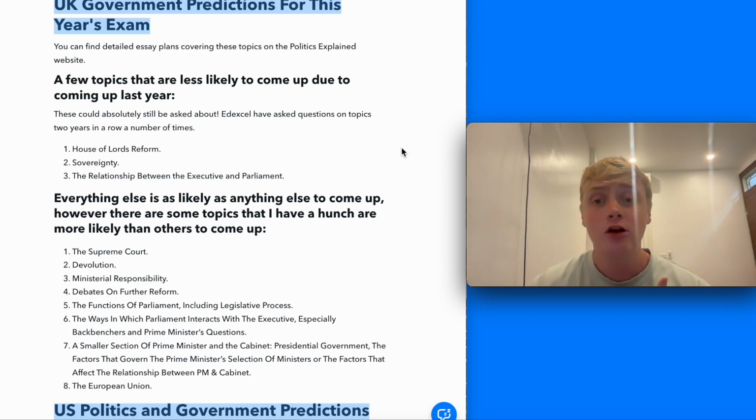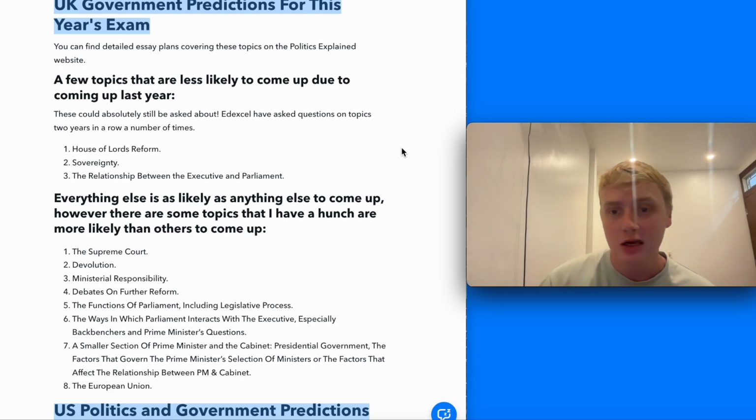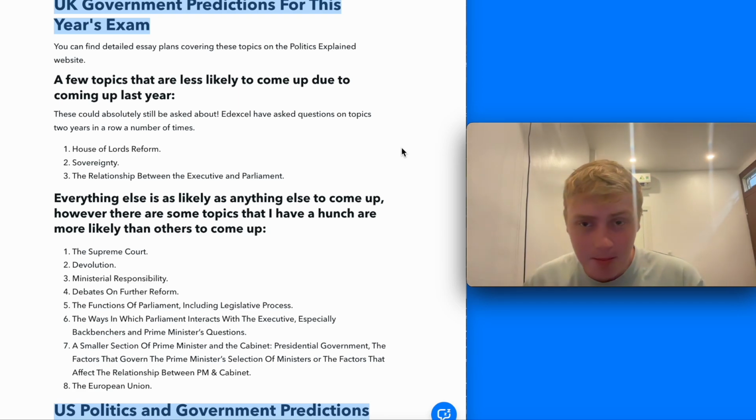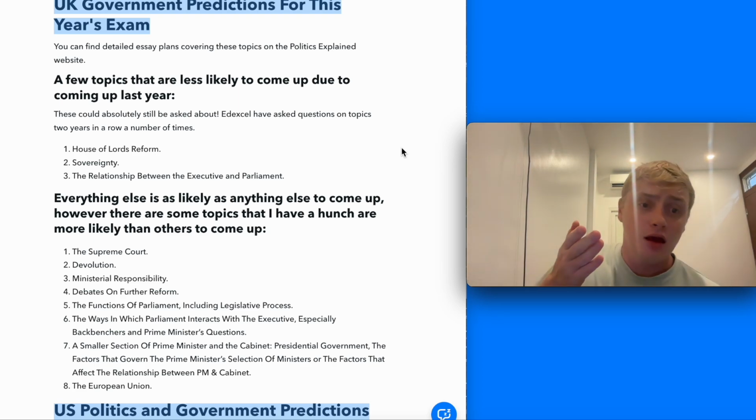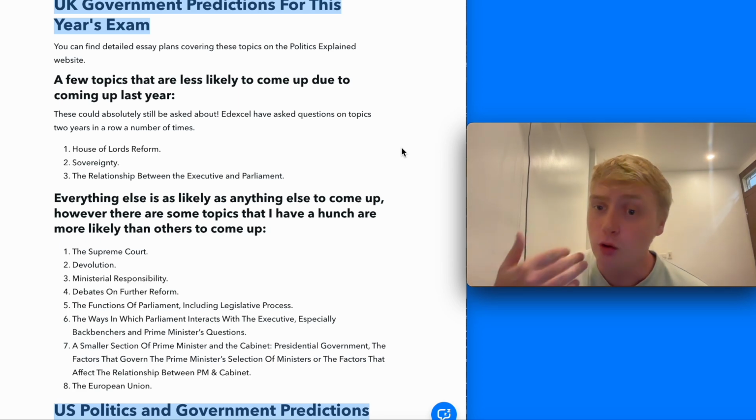It's a really topical question and a really interesting one to consider with Starmer coming back in, making some changes to the ministerial code, and of course seeming to listen to and respect ministerial responsibility more than Johnson's government especially did. Number 5 then, the functions of Parliament, including the legislative process.